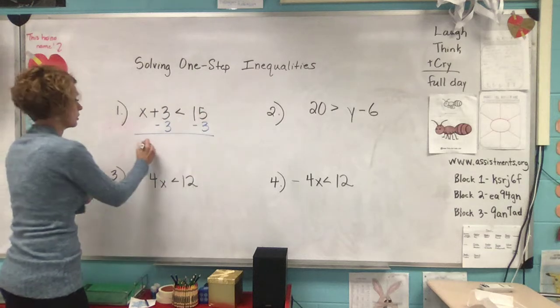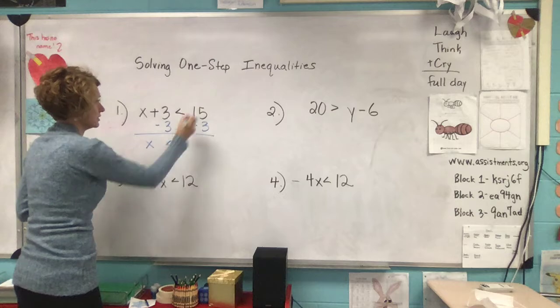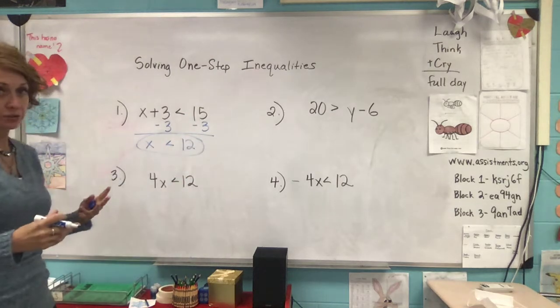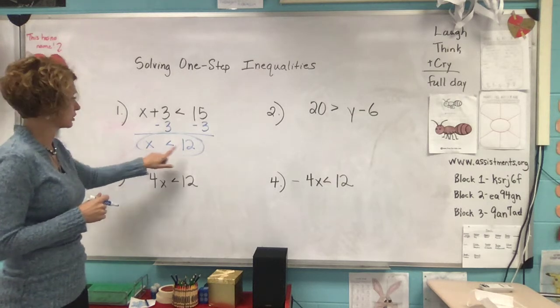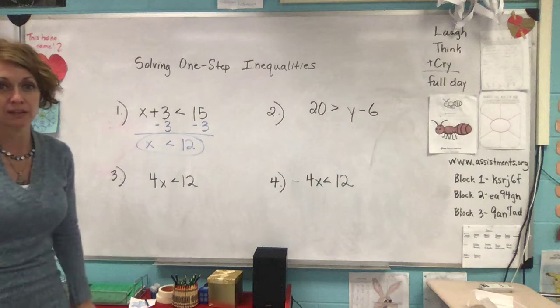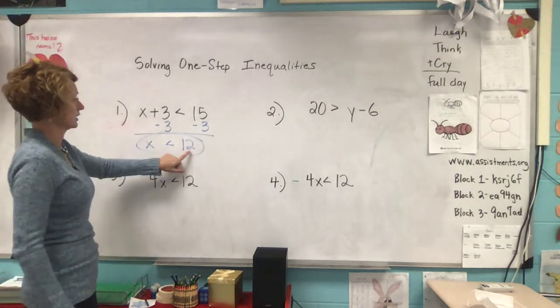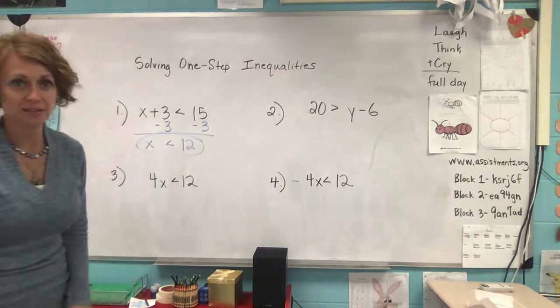I'm going to work down the board. These cancel out. I'm going to bring down my x. I'm going to bring down my inequality symbol. And this solution of answers would be anything that I could plug in for x, if I choose numbers that are less than 12, would work up there in that original statement. So anything that I plug in up here, like 11 plus 3, does that give me numbers that are less than 15? Yes, it does.